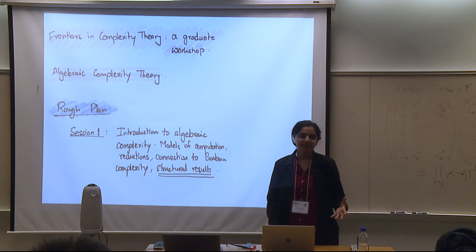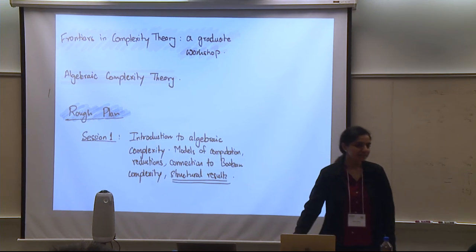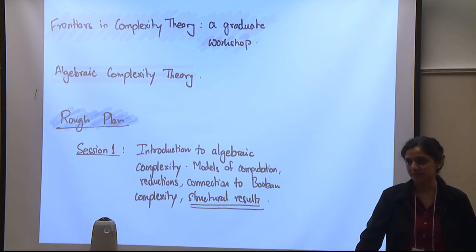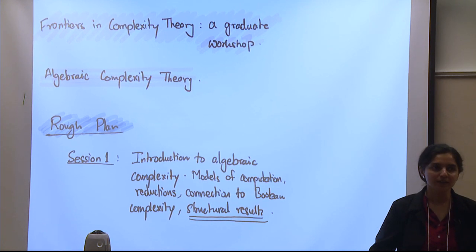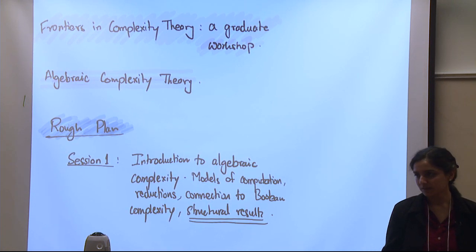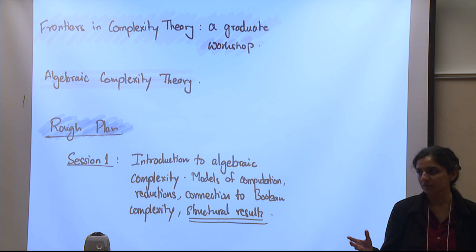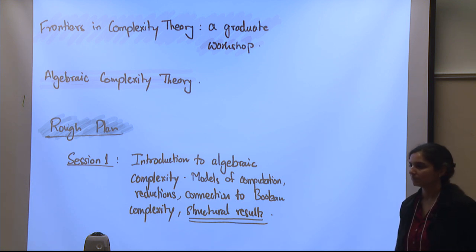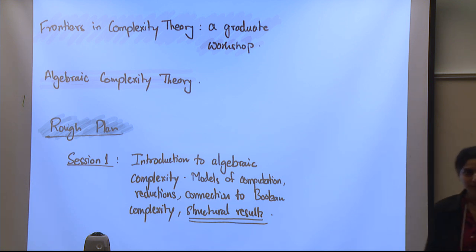So the last part that I want to tell you about today is some structural results that are very useful in algebraic complexity. Okay, so what we saw so far is we introduced the models of computation. We saw some very natural set of polynomials which keep coming up in this study. And then I told you a bit about the connection from algebraic to Boolean circuits and lower bounds. So finally, I want to just talk about some structural results.